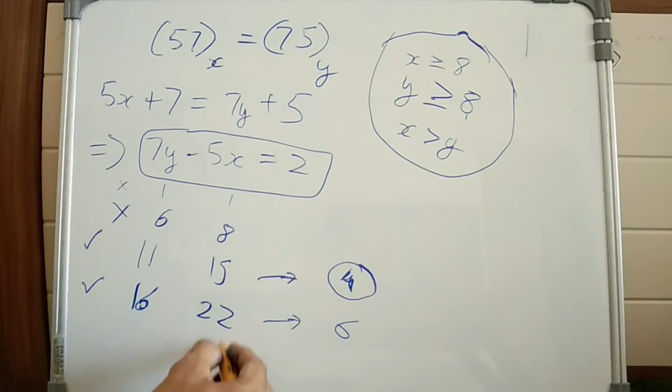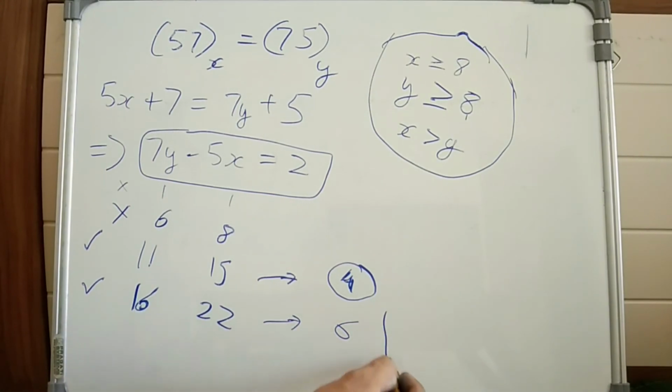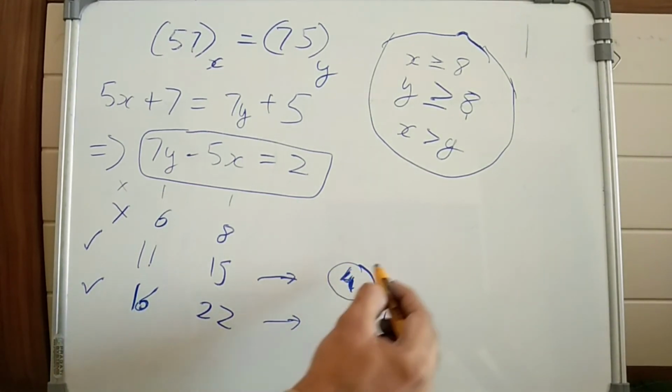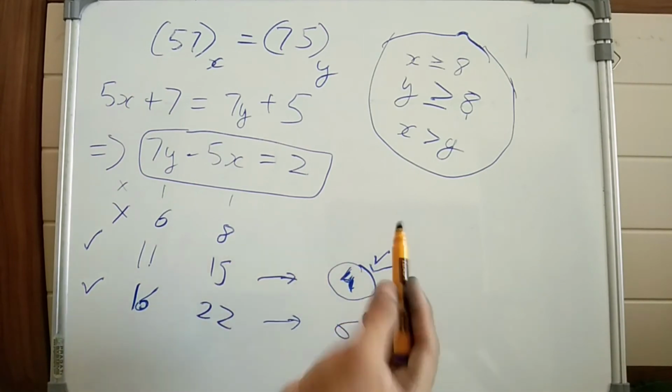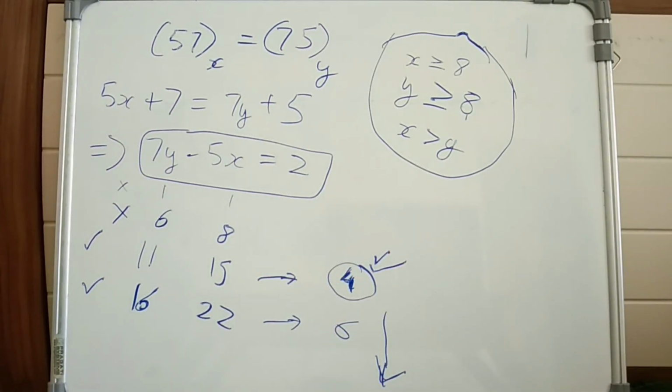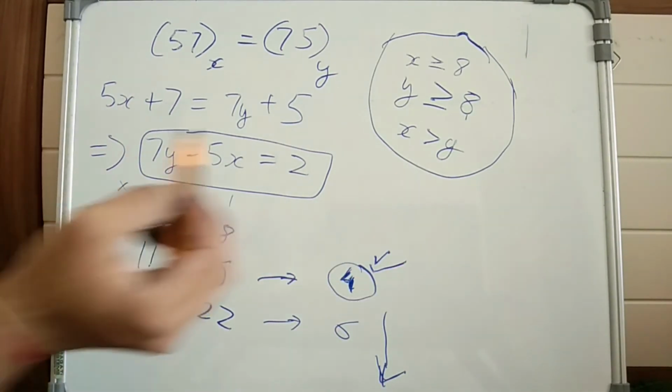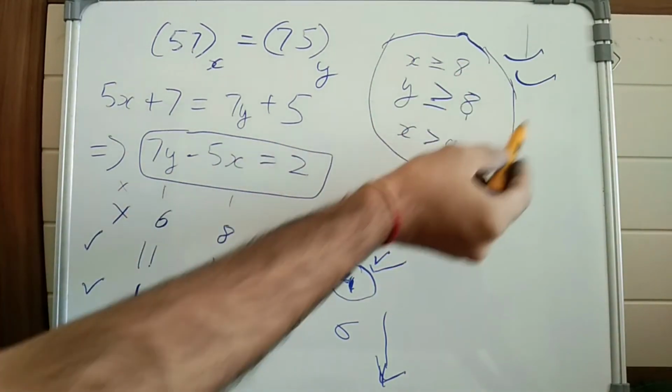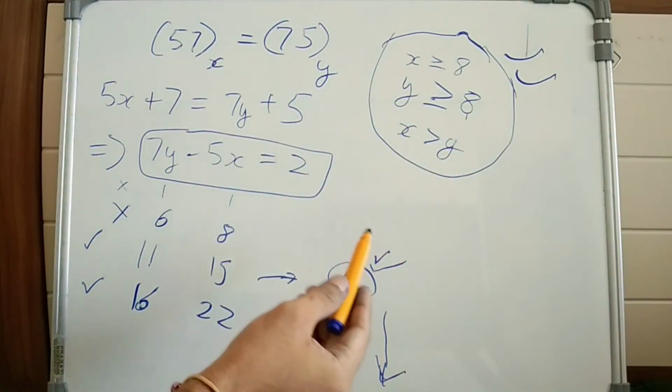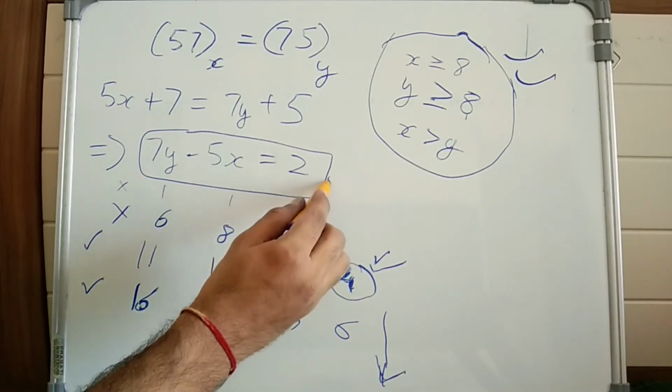Why am I not checking the other pairs? Because the difference is increasing here. 4, 6, then the difference will keep increasing. So I have to find the minimum difference, that is 4. So the answer to this question is 4. Okay. So the main agenda in this question is to know these conditions. If you know these conditions, then you can work on this equation very easily.